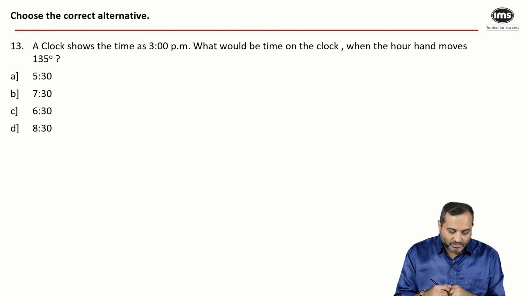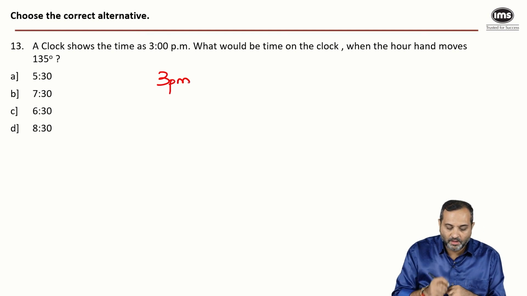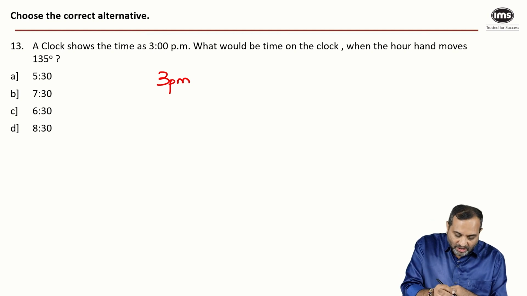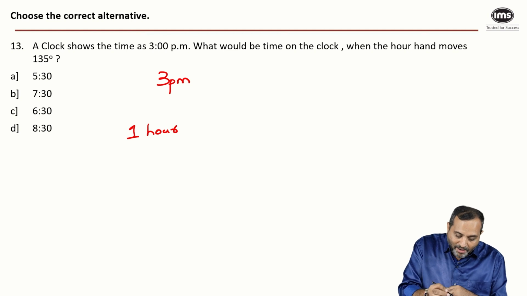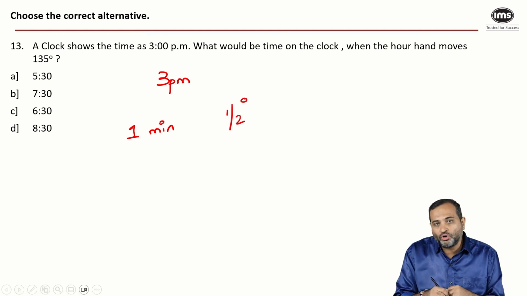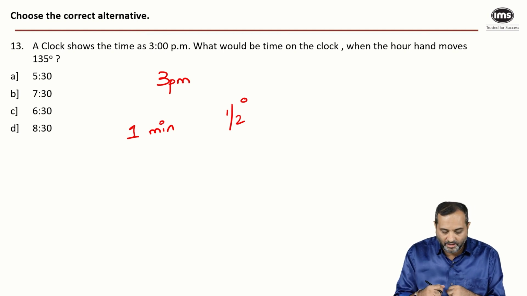Let's look at the next question. A clock shows the time as 3 p.m. So as of now, I know it is 3 p.m. What time would be on the clock when the hour hand has moved 135 degrees? Now I'm sure everyone knows this. In 1 minute, the hour hand moves half a degree. I'm sure we know this. So the movement of the hour hand every minute is half a degree.